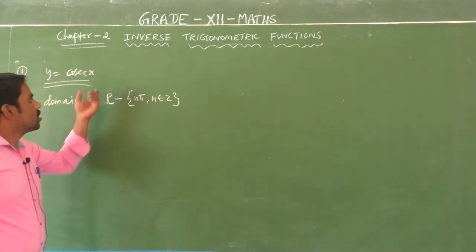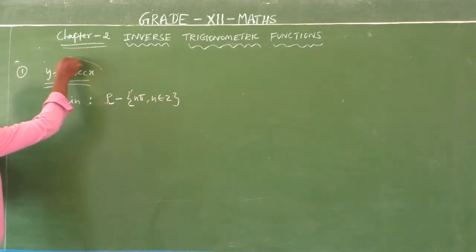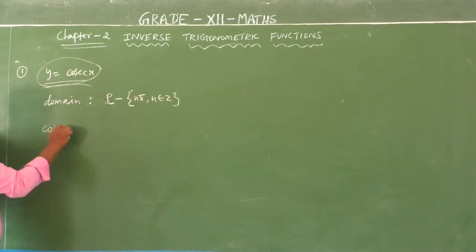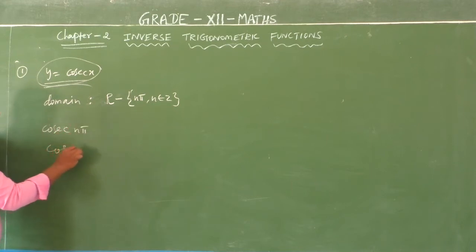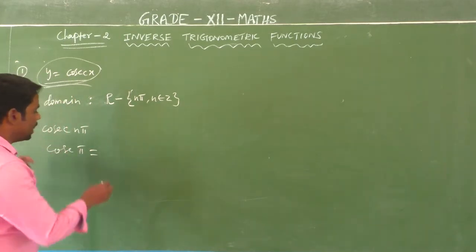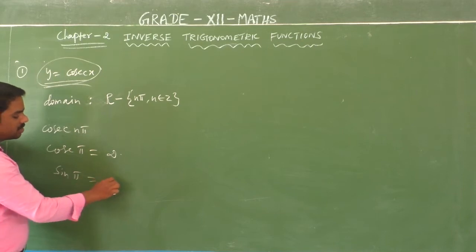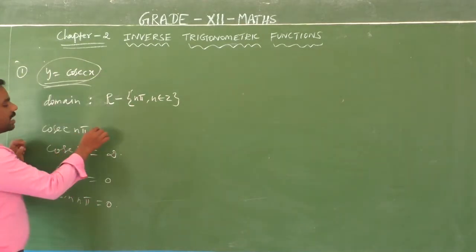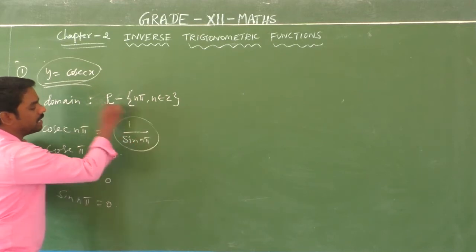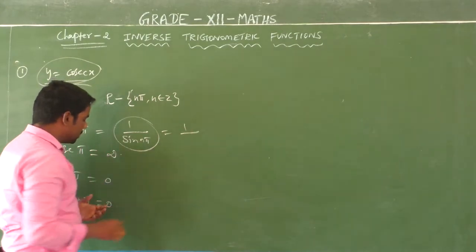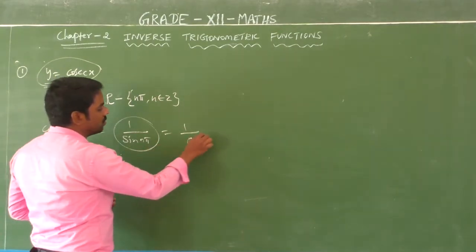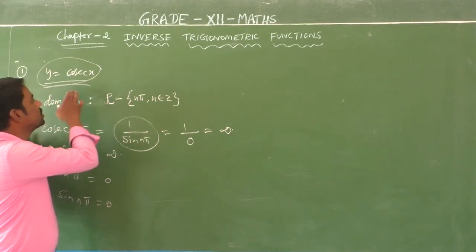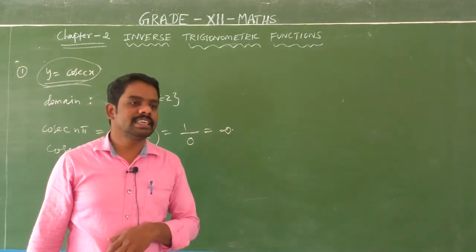Domain means all values of x for which the equation y equal to cosecant x is satisfied, that is, x belongs to R minus n pi. Cosecant n pi is 1 divided by sin n pi. You know sin pi is 0, and sin n pi is also 0. So 1 by 0 is infinite. For x equal to n pi, n belongs to Z, the curve y equal to cosecant x is not defined.